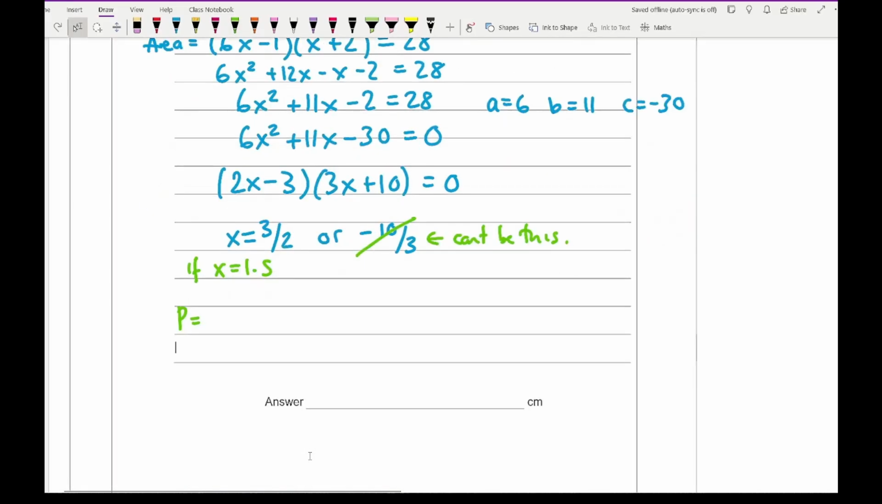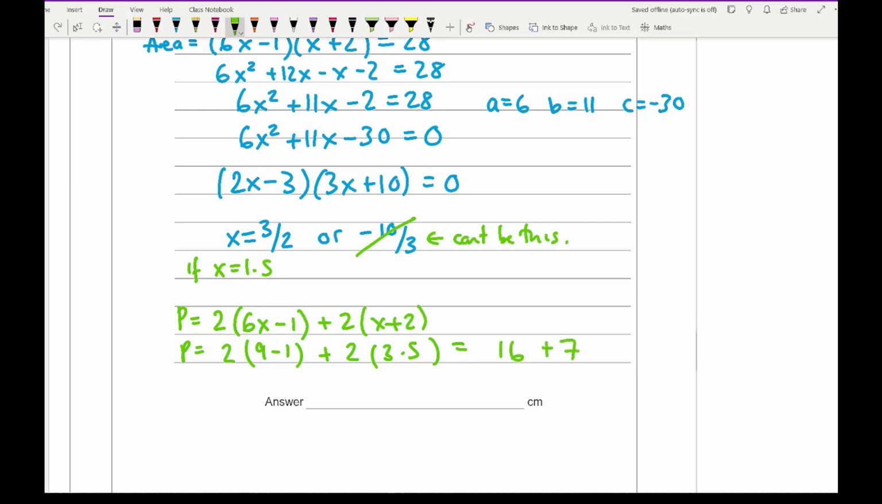So if x equals 1.5, then the perimeter, going back to this, is going to be 2 lots of 6x minus 1, plus 2 lots of x plus 2. So then substituting x equals 1.5, I get 6 times 1.5, which is going to give me 9. So it's 9 minus 1 times 2 plus 2 lots of 3.5. Now 9 take away 1 is 8, times 2 is 16. 2 times 3.5 is 7. So it's 16 plus 7, which is 23.